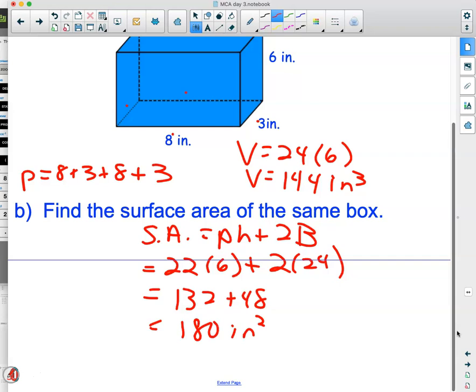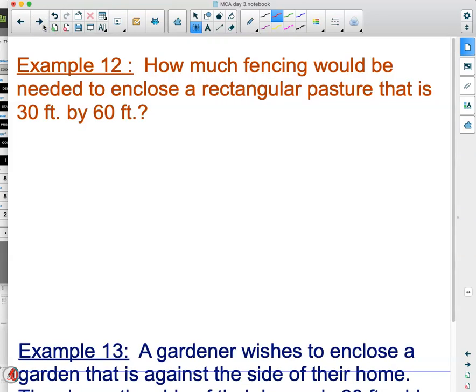Now, one of their tricks on these problems is to label it wrong. You know, you look down and you'll see 2 answers that say 180, but one of them will just say inches, and the other one will say square inches. So be careful. Covering it with wrapping paper, that's going to be square units. All right, fencing. How much fencing would you need to enclose a rectangular pasture that is 30 by 60?